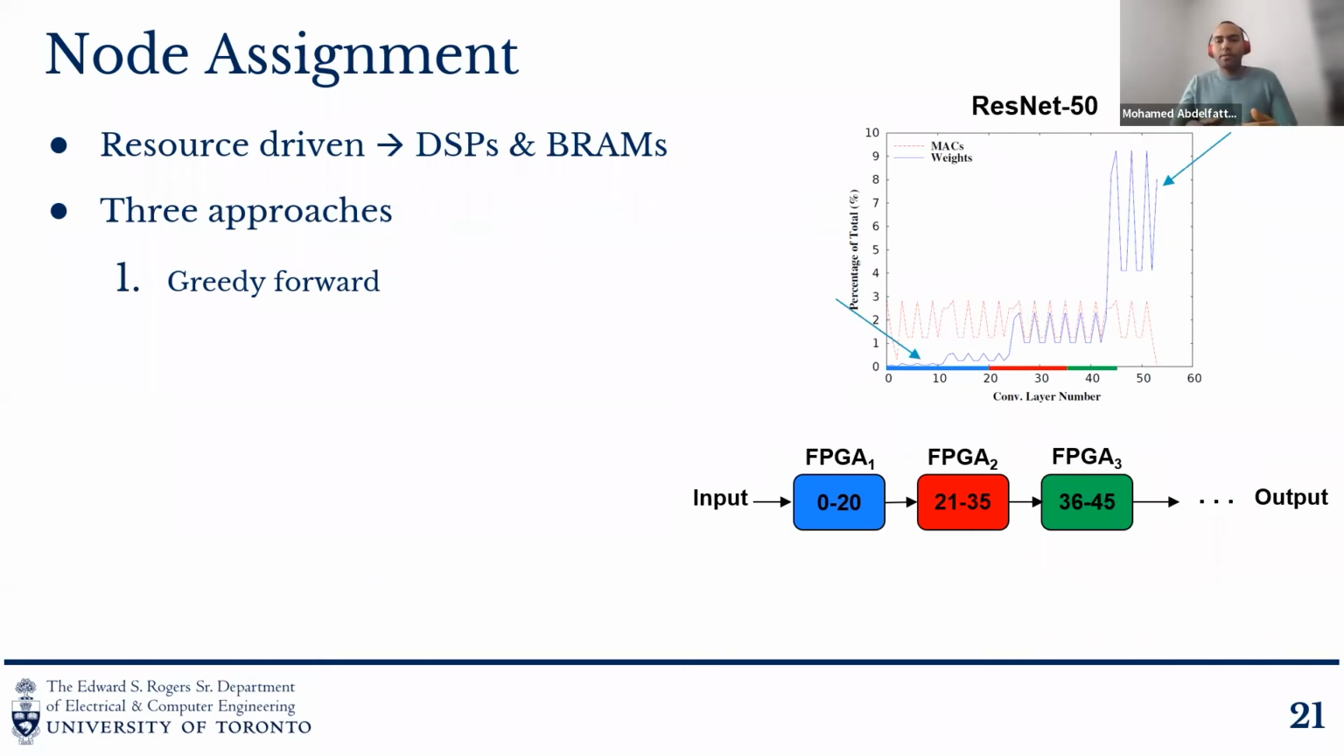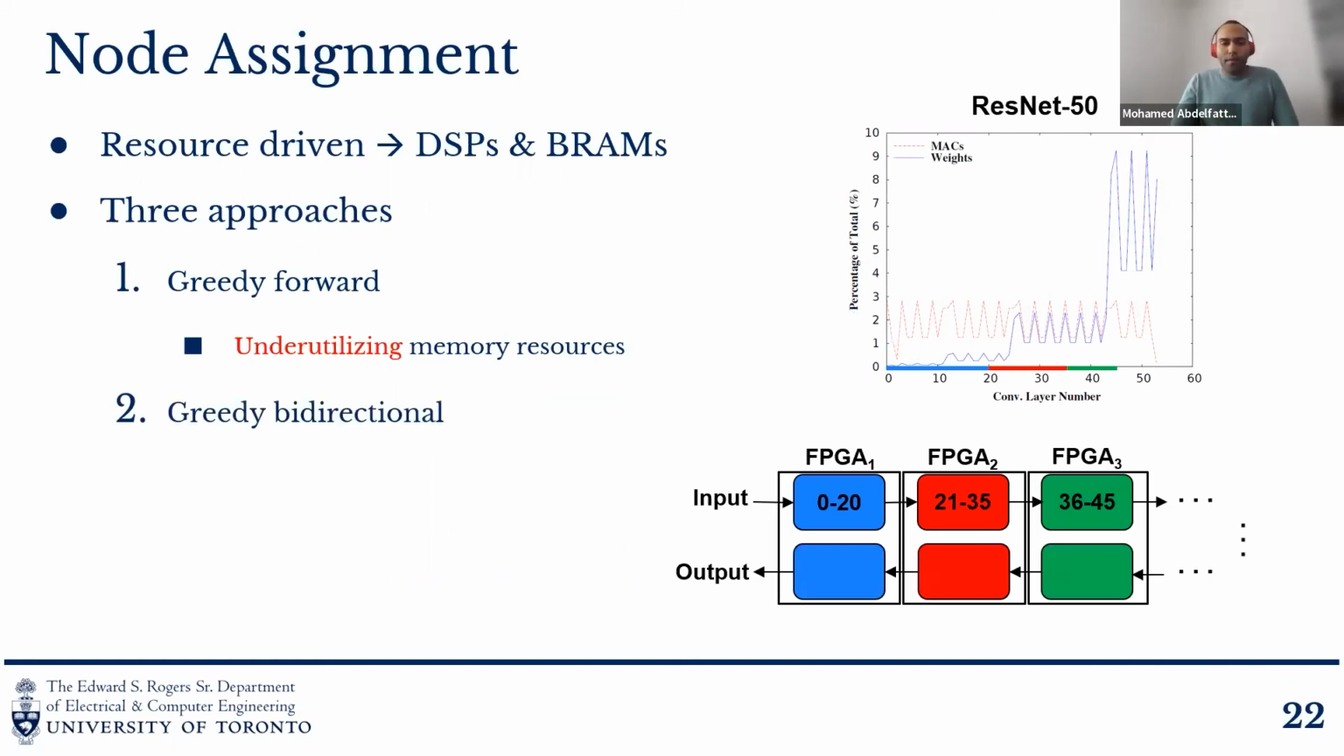As you can see, the layers at the end of the CNN require a much higher number of weights than the layers at the start of the CNN. And this leads to underutilizing the memory resources, especially on the FPGAs at the beginning of the pipeline. So we have this second approach, which is called greedy bidirectional.